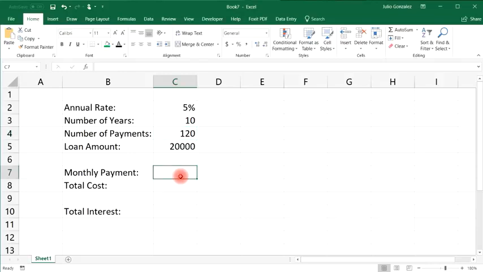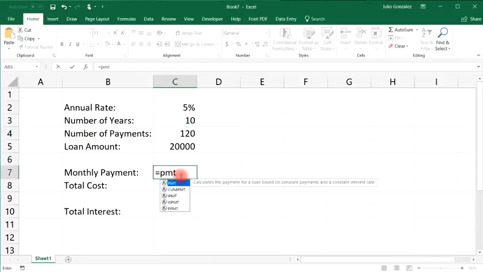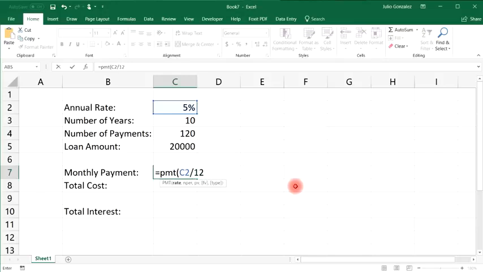Now, to calculate the monthly payment, type in equal PMT, and then first we need to determine the monthly interest rate. Right now we have an annual interest rate of 5%. So let's take the value in C2 and divide it by 12 to get the monthly interest rate. And then NPER, that's going to be the number of payments that we're going to apply to this loan, which is 120 payments. So that's going to be the value found in cell C4. And then the present value of the loan, which is 20,000. So that's the value found in C5.